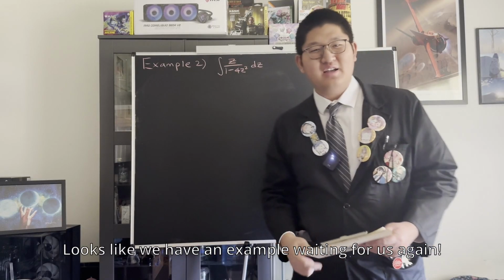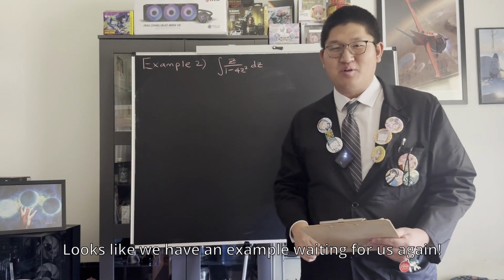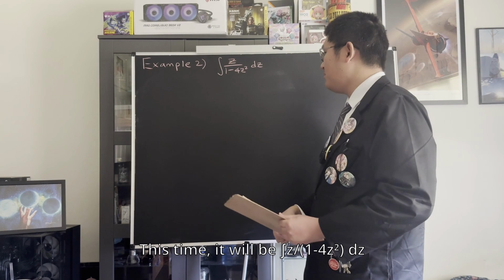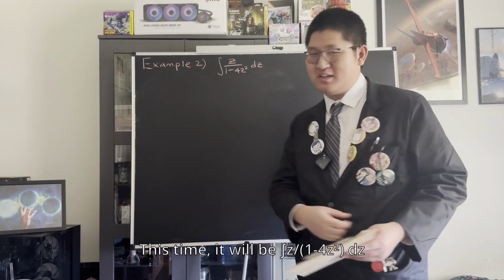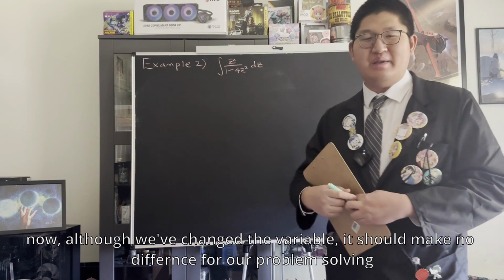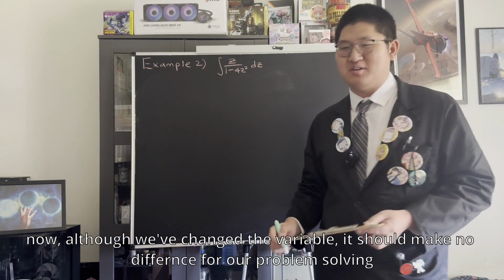Looks like we have an example waiting for us again. This time it will be the integral of z over 1 minus 4z squared dz. Now, although we've changed the variable, it should make no difference for our problem solving.